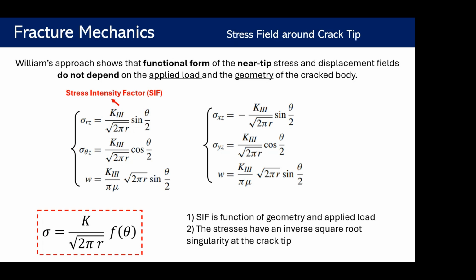The functional form has the same form always. And here the K is a very important constant. I can say that it's the most important characteristic of a stress field around a fracture, and it's called the stress intensity factor, K.